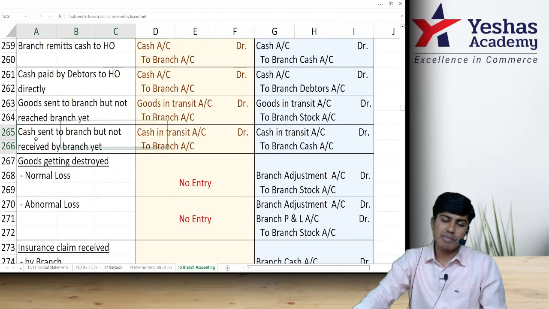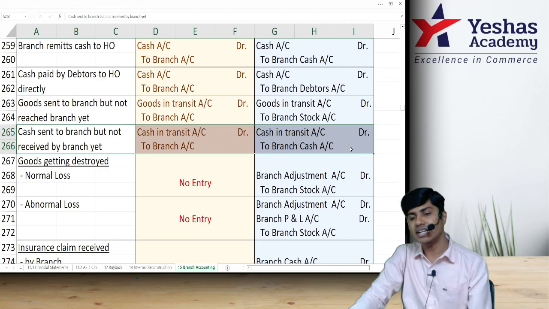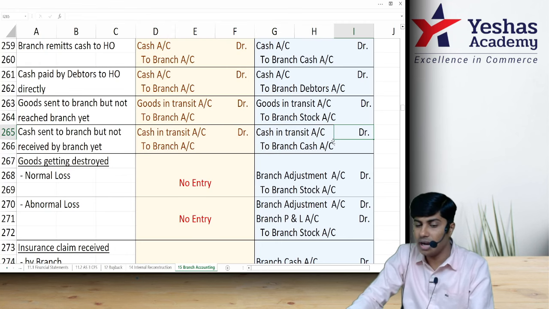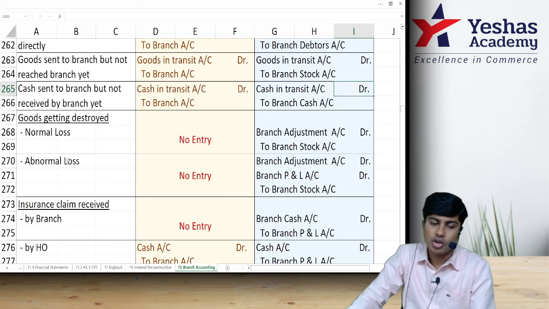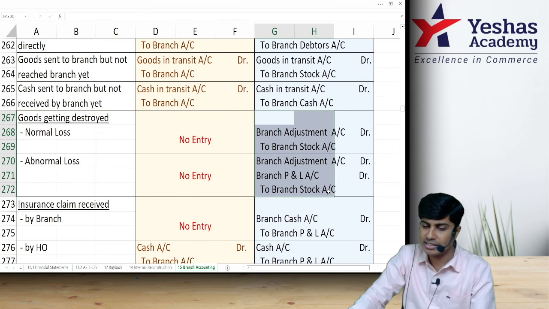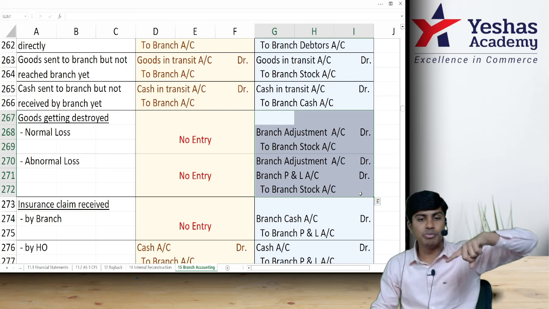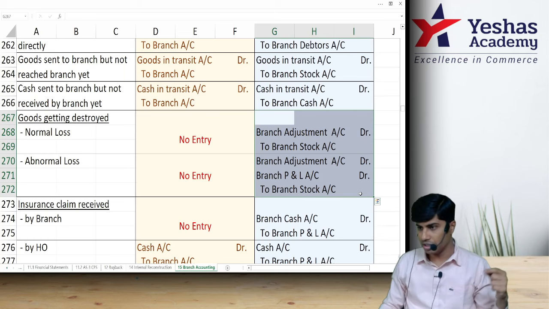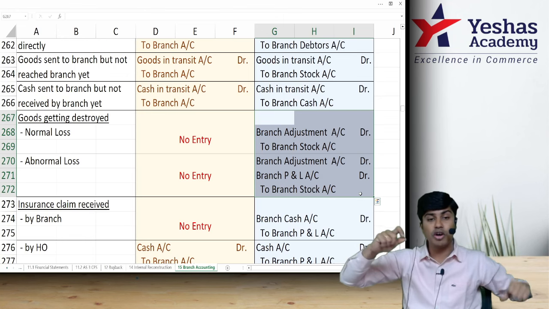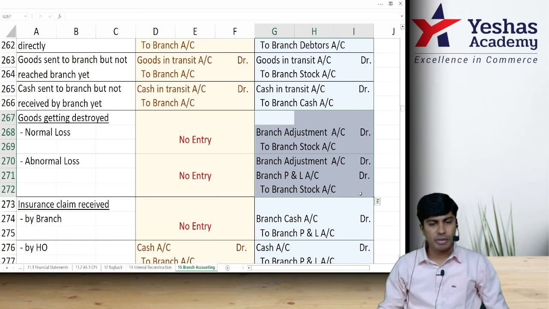The same thing can happen with cash. Cash is sent by head office, not received by branch. In the branch debtors account, it will be written as cash in transit to branch, or you can write cash in transit to branch cash. And for normal loss and abnormal loss, usually there is no entry under debtor system. Under stock debtor system, we still have to write the entry. It will be debited to branch adjustment, where we usually remove loading, credit branch stock because stock is decreasing. However, if it is abnormal loss, then we'll write branch adjustment account to the extent of loading, branch P&L account to the extent of cost, and total invoice price will be credited to branch.